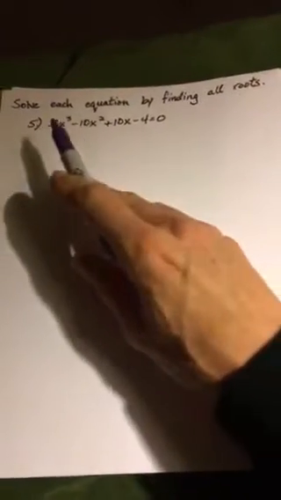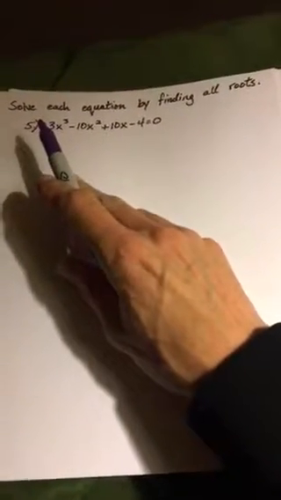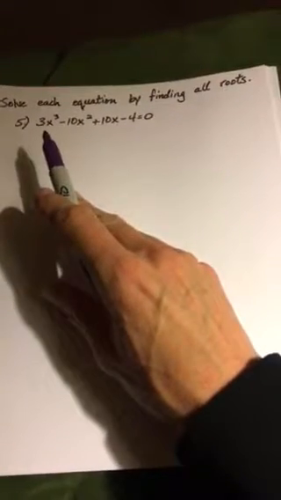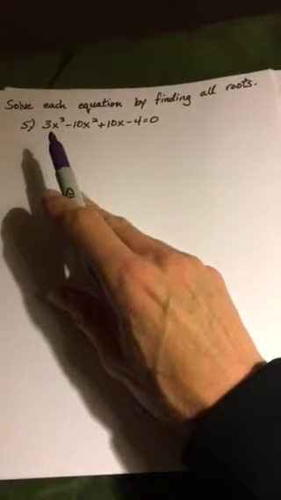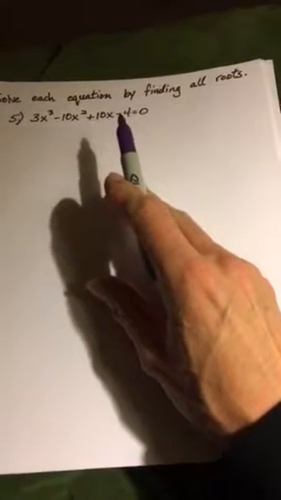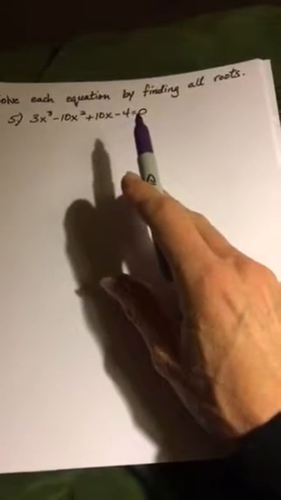Hey, sweetie. Okay, I'm going to do number 5 from your homework. The direction was to solve each equation by finding all roots, and I wrote down number 5. That polynomial is 3x cubed minus 10x squared plus 10x minus 4 equals 0.